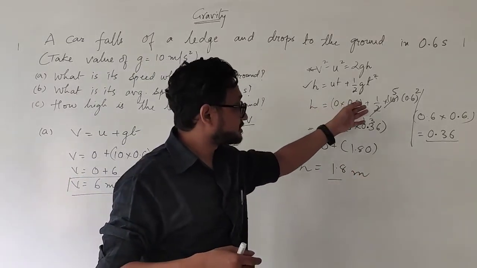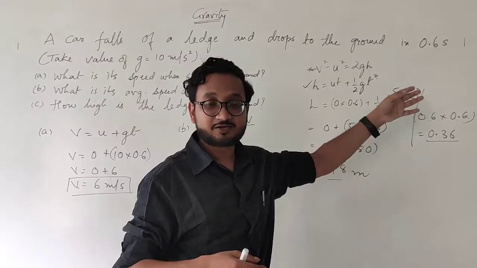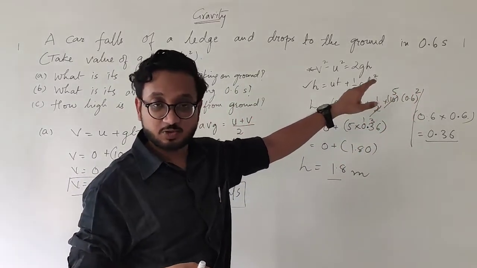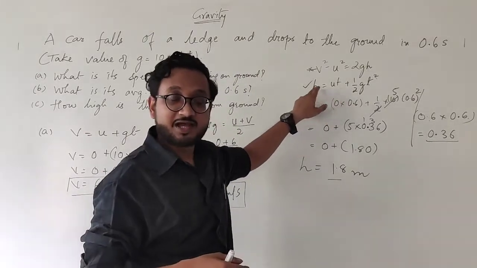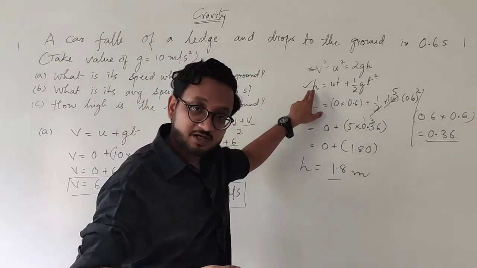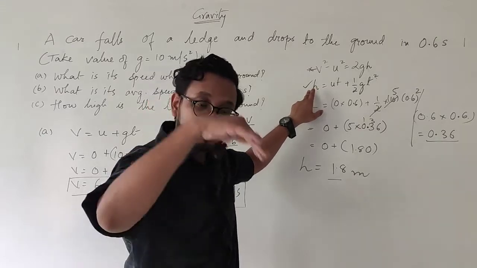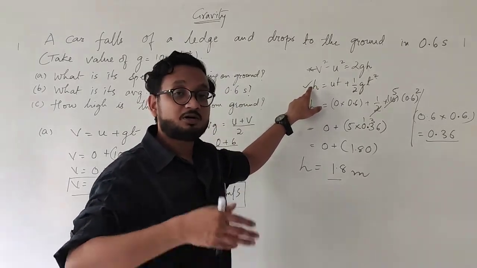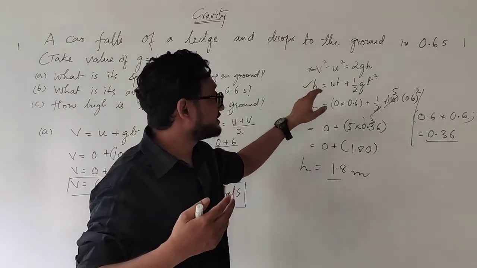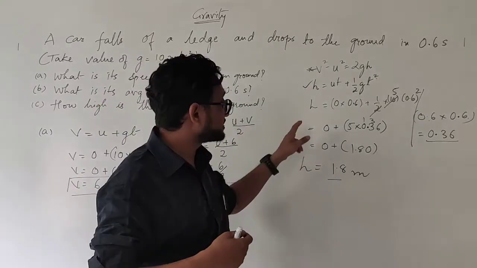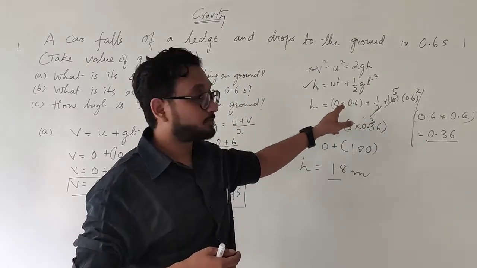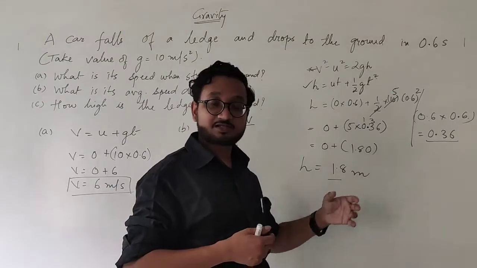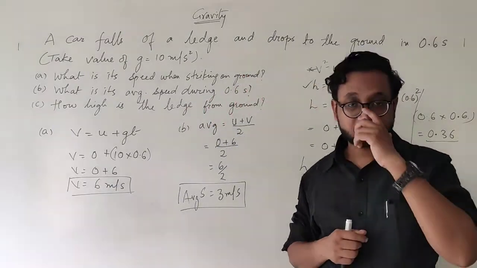Okay. 0 into 0.6 plus half into 10 into 0.6 whole square, because s is equal to ut plus half gt square. This is the modified equation, and that s is the distance travelled, and that distance is the height. How high is the car actually falling from, the ledge? How high is the ledge, basically? So that is what we are finding. Height is the distance travelled, just substituting the values, solving the basic numerical, and you get the final answer, that is 1.8 meters.